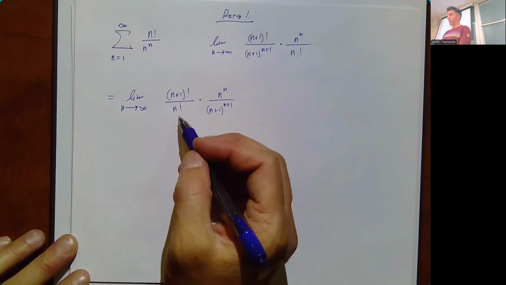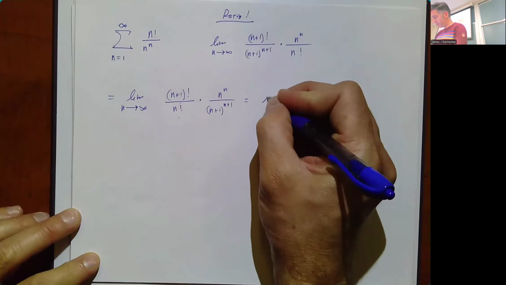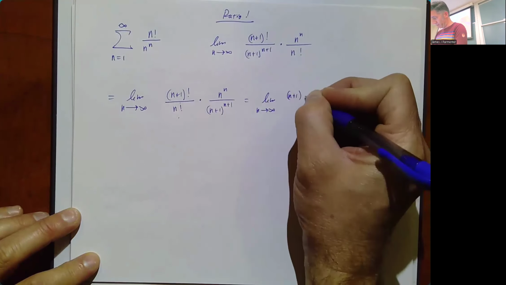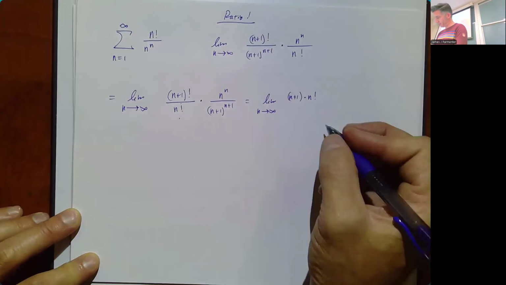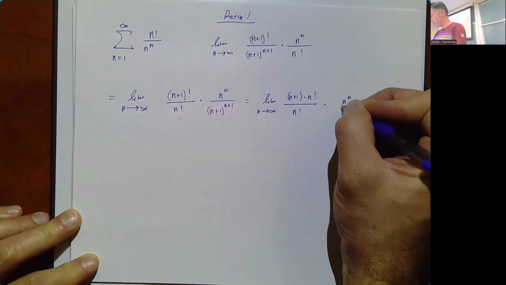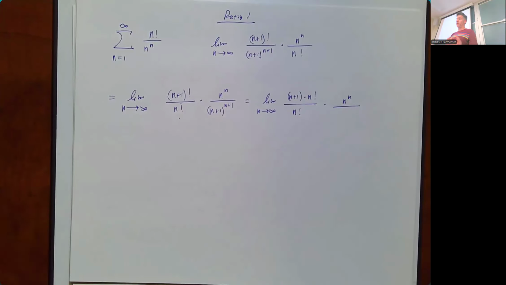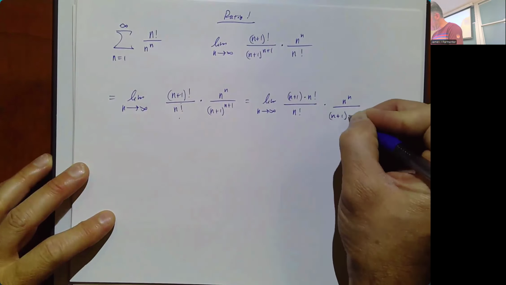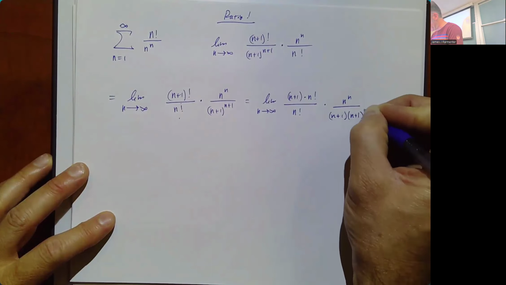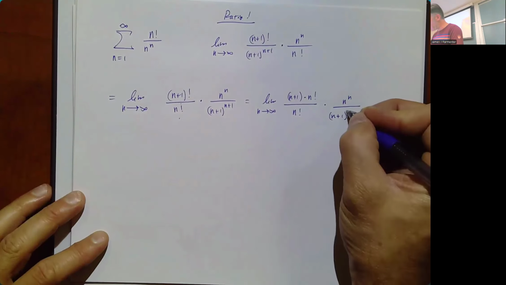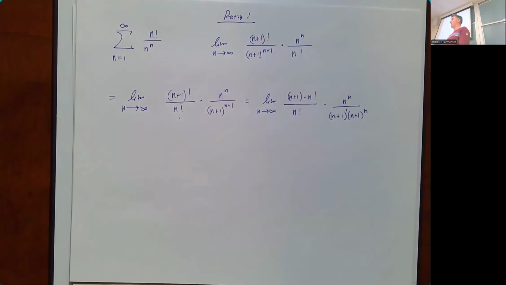The (n plus 1) factorial over n factorial, we're going to rewrite. And set the limit as n goes to infinity of (n plus 1) times n factorial over n factorial times n to the n. And in the denominator here, instead of writing (n plus 1) to the n plus 1, I'm going to write (n plus 1) times (n plus 1) to the nth power. Because right, (n plus 1) to the first times (n plus 1) to the n, you would add those powers and get (n plus 1) to the n plus 1.